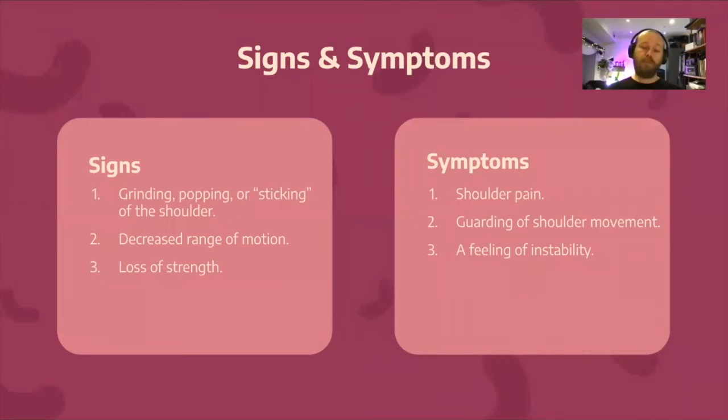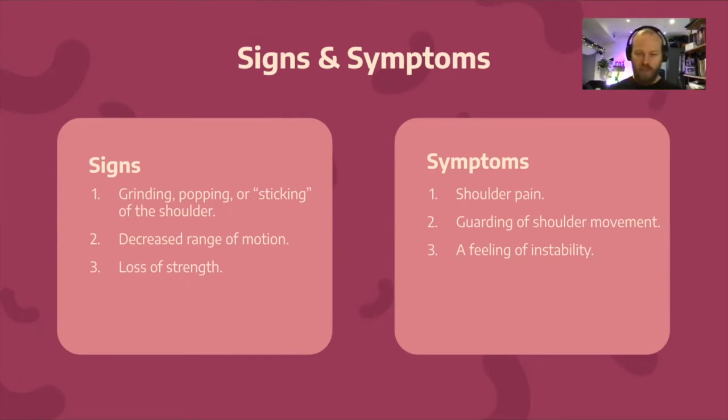Signs and symptoms: grinding, popping, or sticking of the shoulder, decreased range of motion, loss of strength, all very predictable. Symptoms include shoulder pain, a guarding of the shoulder. You'll see that people start to self-limit or self-allow only certain motions. There's this general feeling that they ought not to move it very much.